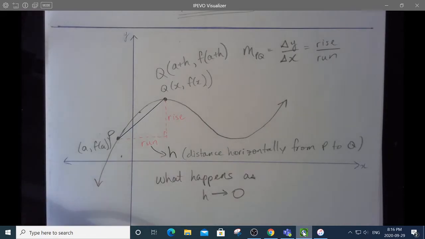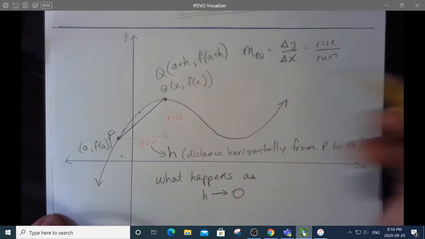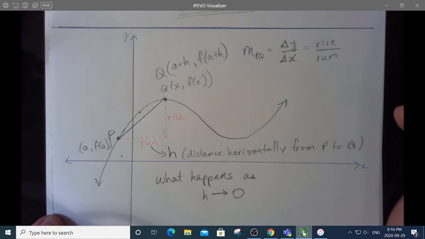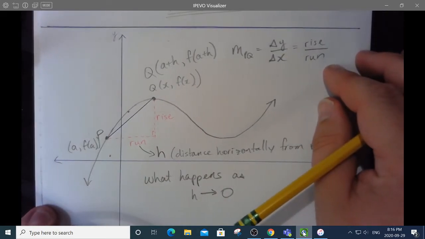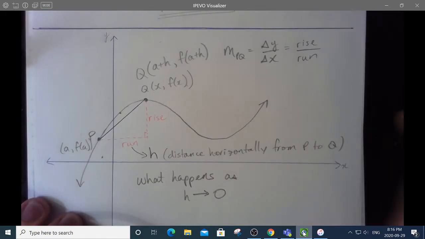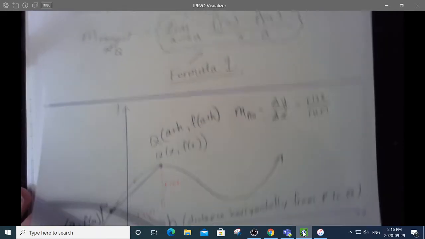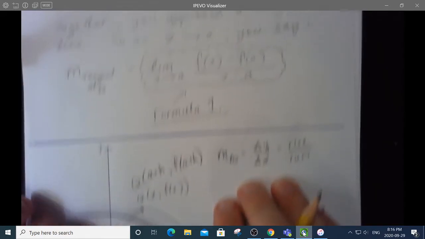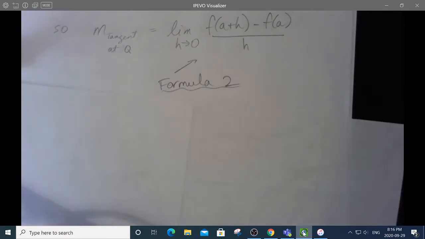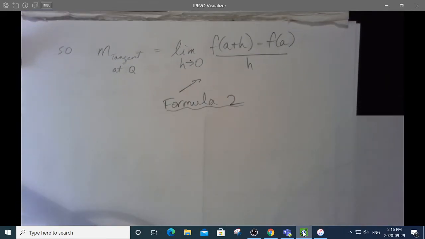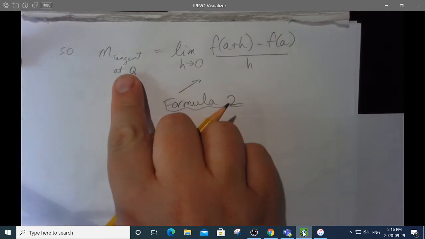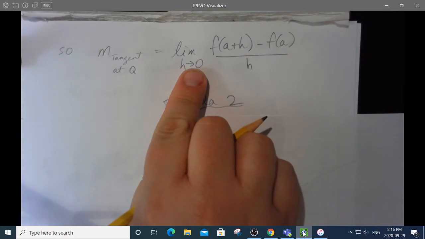So, first of all, how do I describe this slope? Well, I'm still going to use basically the slope formula. But my slope formula is now going to look like this. Here, let me pull that over. There we go. This is formula 2. Notice that the slope of my tangent, which would happen when h gets closer and closer to 0, is that.